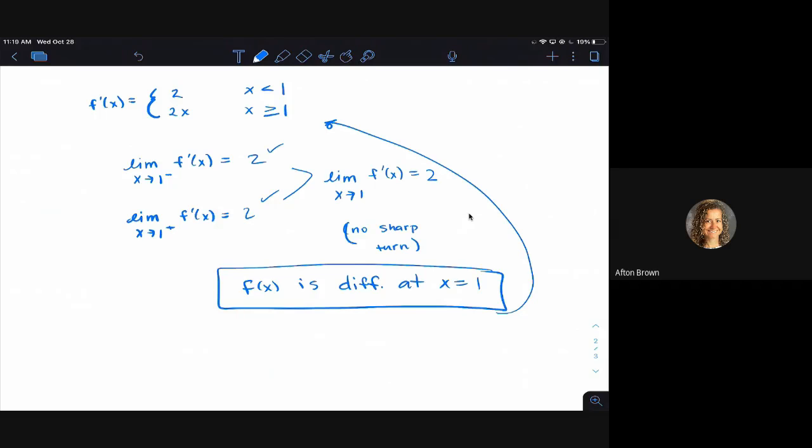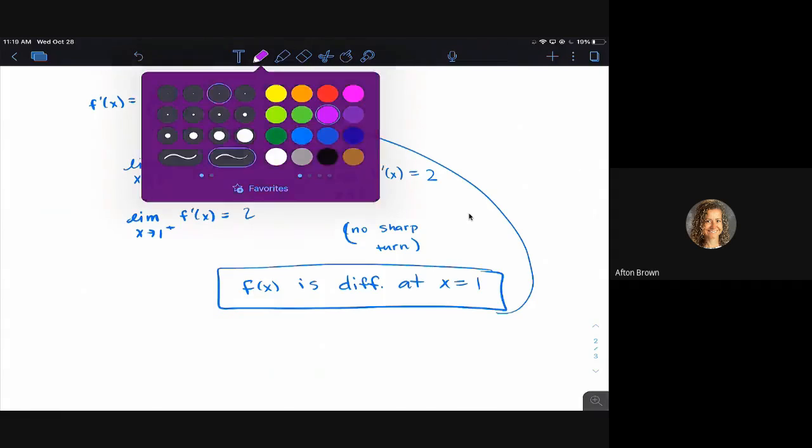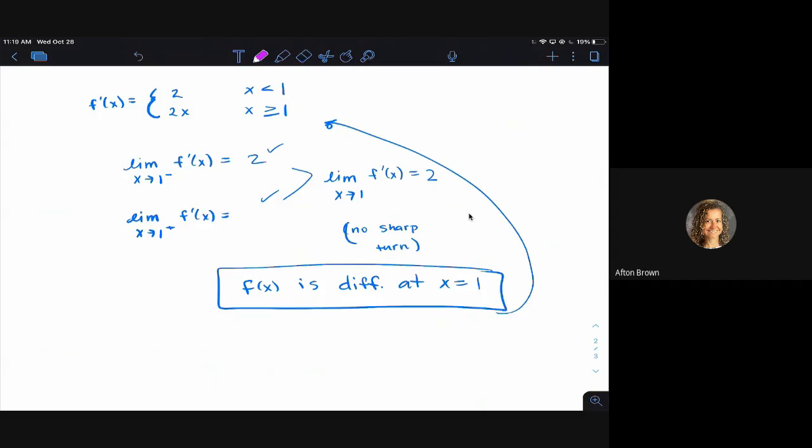Okay, what if instead of this, what if this one, for some reason, it was a different function, but if that came out to be 3, what would you say? Yeah, that there would be a sharp turn. So if they don't equal each other, then there's a sharp turn. And then I would say f of x is not differentiable.